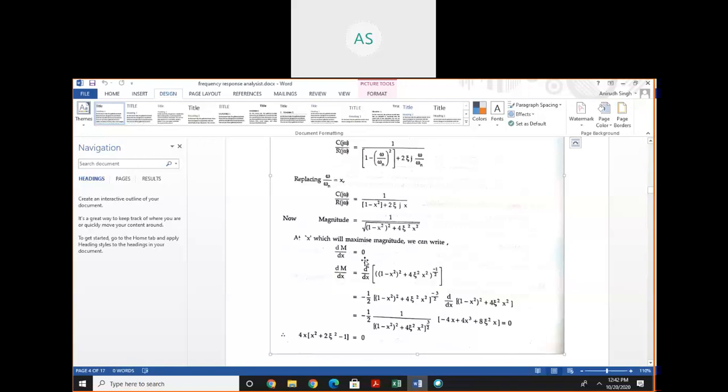At x, which will maximize the magnitude, we can write dM/dx is equal to 0. This is the magnitude M. So to maximize the magnitude, we differentiate this expression with respect to x. So dM/dx is equal to d/dx, meaning differentiation of this expression.